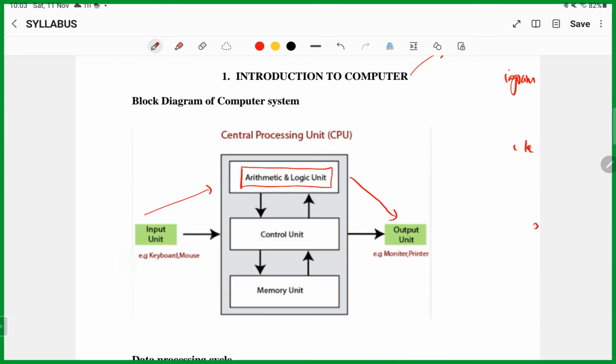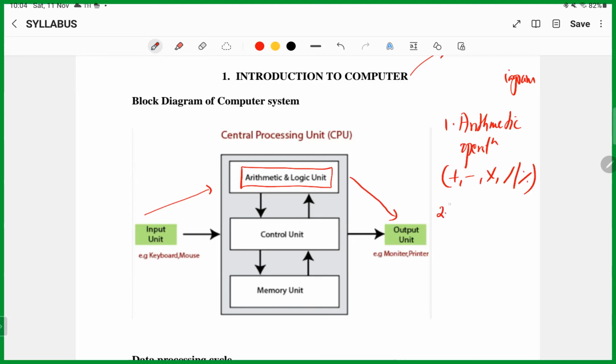For the purpose of exam, you need to understand it performs the following operations. First one is arithmetic operation. As the term says, arithmetic operation. Can you name some of the arithmetic operations? Plus, minus, multiplication, division, percentage, etc. These are all arithmetic operations.